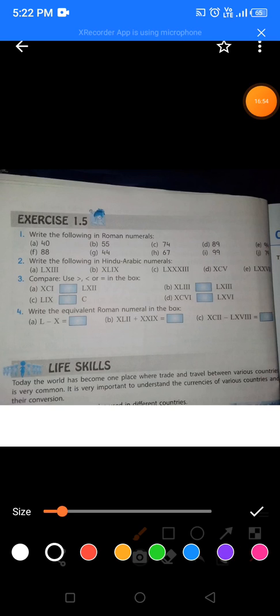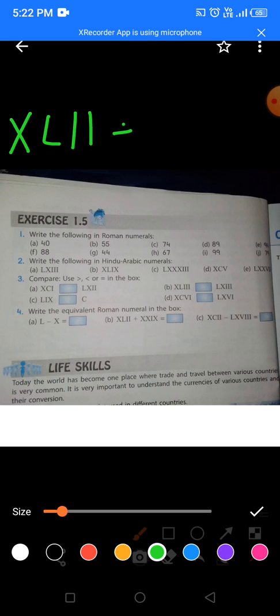Okay children. So I hope this is clear to you. Now we will solve question number 4b. Now children, what is the question number 4b asking you to do? Look here. This is your, now you have to add here.